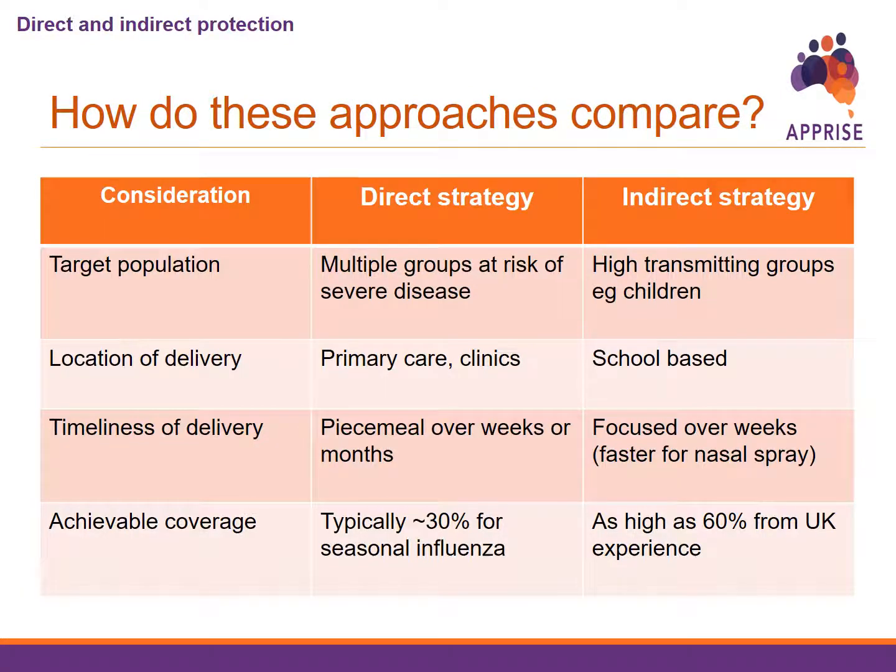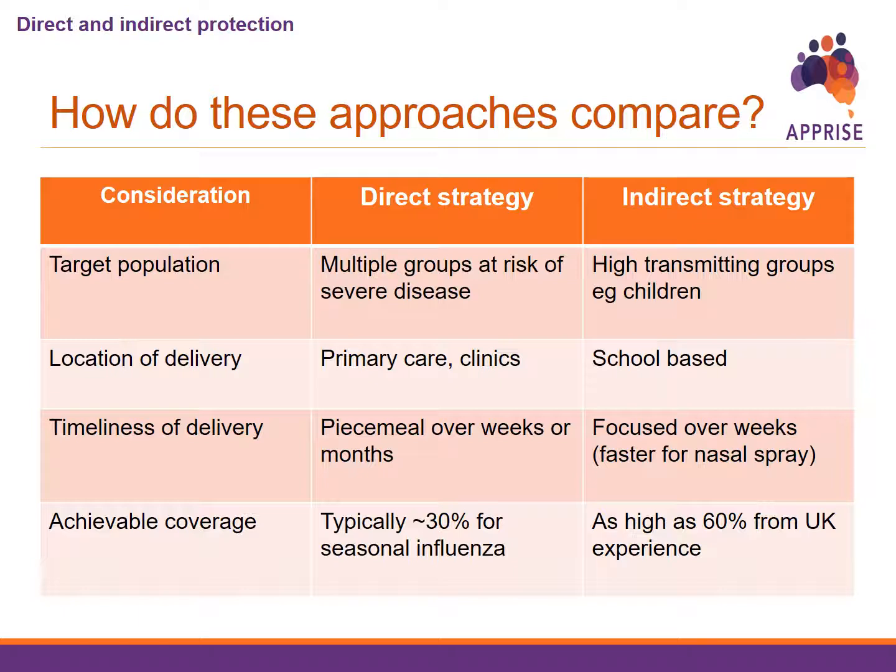How do these approaches compare? Well, there are benefits and disadvantages of each, but if we look at the target population that is being approached, under the direct strategy there are multiple groups who are at risk of severe disease and they need to be identified, and it's a little bit more complex. With the indirect strategy, we just need to focus on high transmitting groups, and children of school age are recognised to be high transmitters. The location of delivery for direct strategies will be more diffuse.